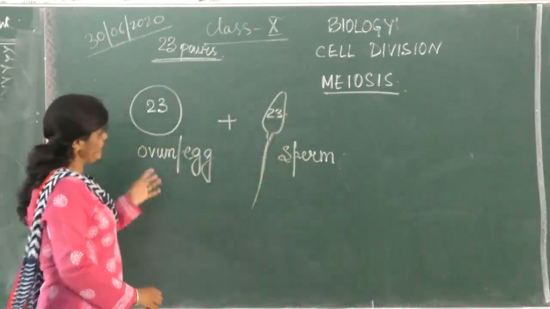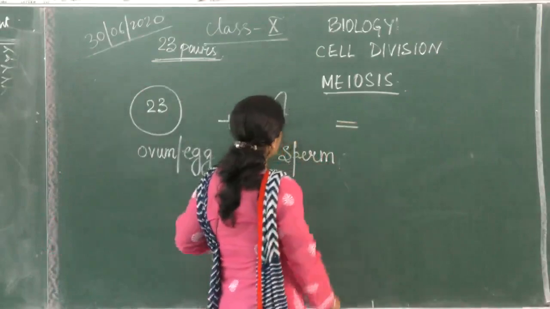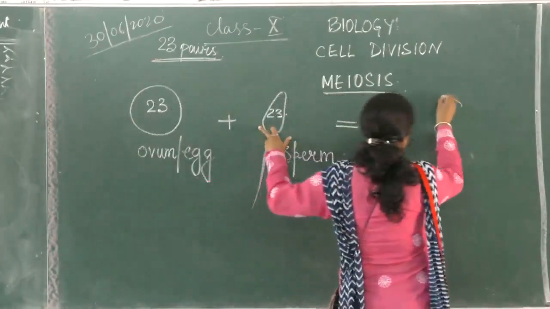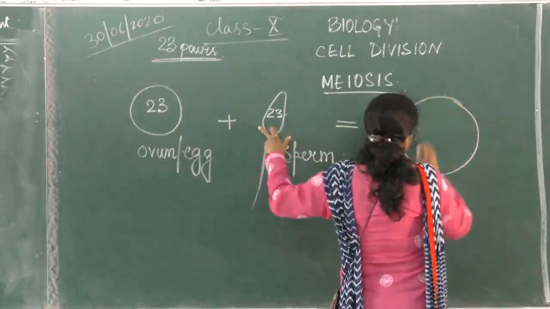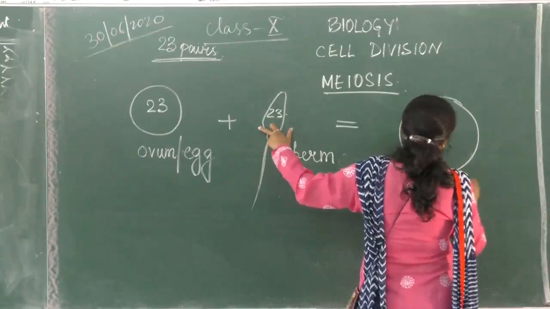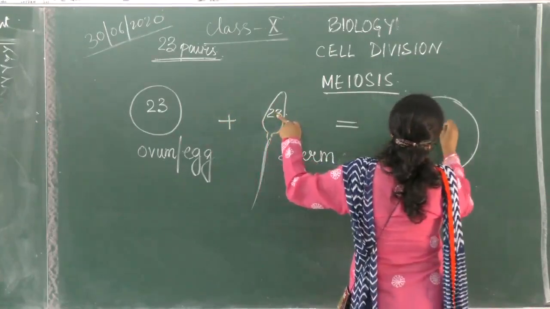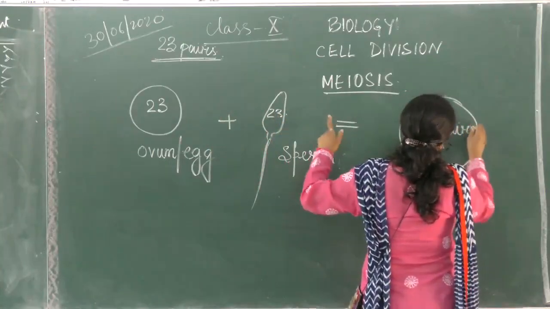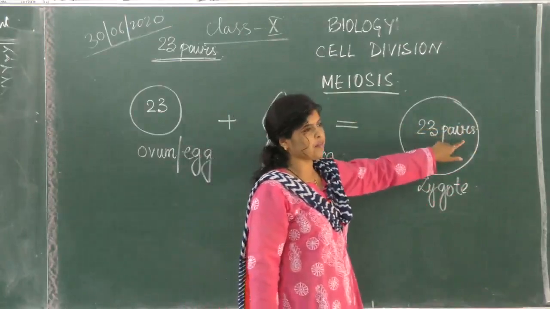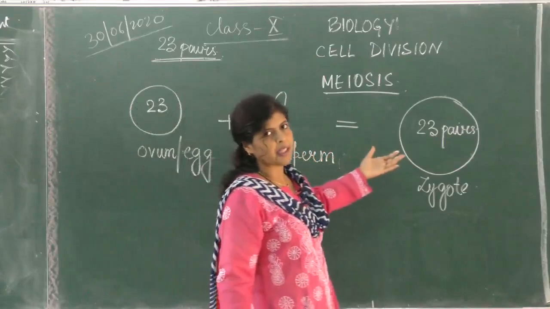Is it all right? And when fertilization occurs, then what happens? What is fertilization? The fusion of sperm and ovum. Is it all right? So after fertilization, what is formed? The two cells fuse to form a zygote. And this 23 and this 23 makes 23 pairs. So this is the first cell formed with 23 pairs of chromosomes. Is it clear? Now I'll come back to haploid and diploid terms later on.